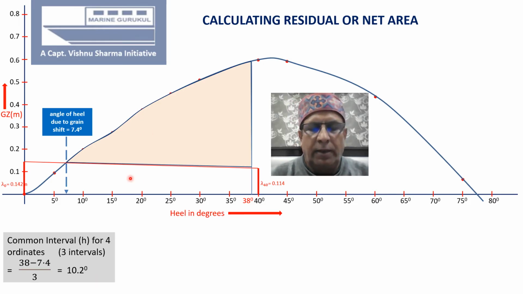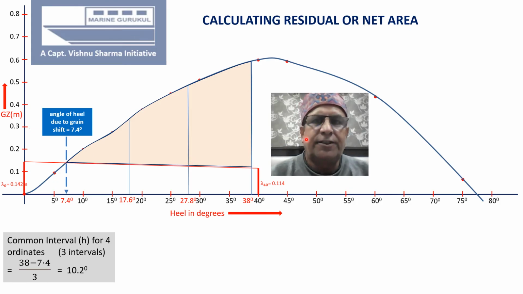Now, at 10.2 degrees each, we mark off, this is 7.4. We add 10.2 to it. We reach 17.6. This will be the ordinate here. We add another 10.2 to it. This will be the third ordinate, and this will be the fourth ordinate. The ordinates that we'll need for calculating areas are now highlighted with the red arrows. You can use the same way in your calculations. You can draw them with a straight line.